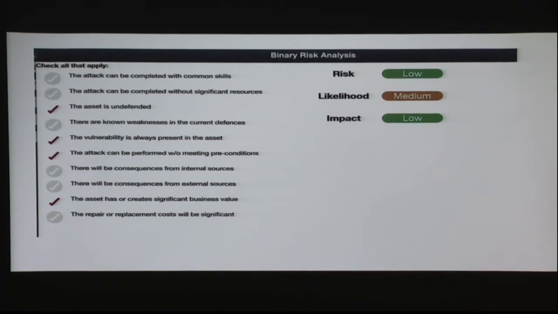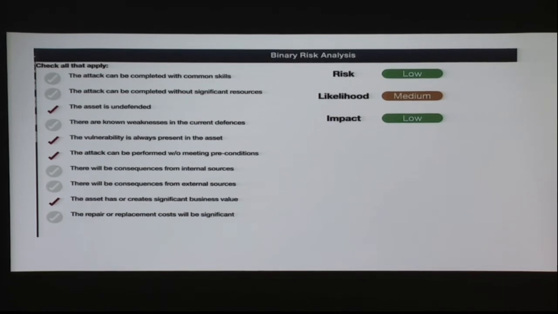So can the attack be completed with common skills? I don't know. How hard do I actually think it's going to be to get into this company's source code and deployment pipeline? Can it be completed without significant resources? Do they need to invest a lot of access to reach it? And there's a couple other things here that are really interesting to go through.